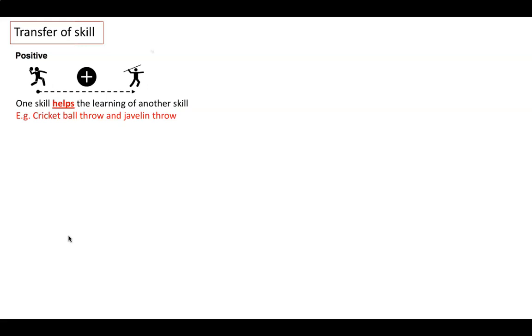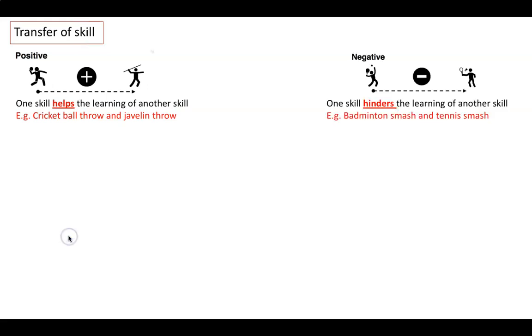Move on to negative transfer. Negative transfer is not a good thing, okay? Negative transfer is when one skill hinders the learning of another skill. For example, a badminton smash and tennis smash. Badminton smash is really wristy, okay? The shuttlecock's really light, badminton racket's really light in comparison to the tennis smash, where you're using your whole arm as opposed to your wrist, and the ball's heavier and so on. So negative transfer, one skill hinders the learning of another skill.